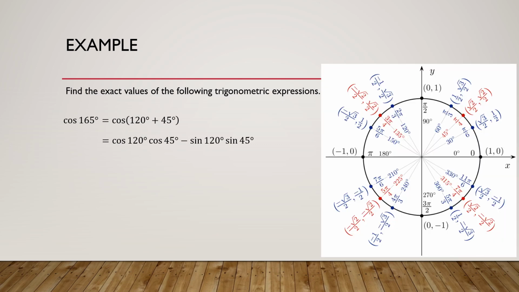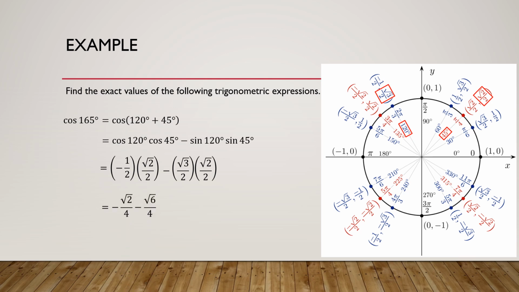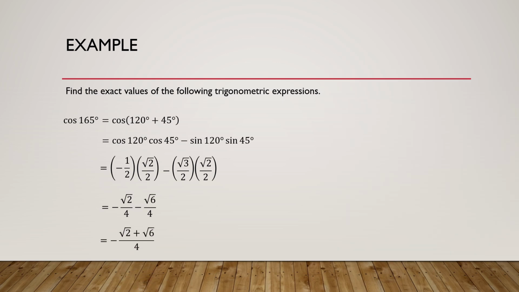Referencing the unit circle, we see that cosine of 120 degrees equals minus 1/2, cosine of 45 degrees equals the square root of 2 over 2, sine of 120 degrees equals the square root of 3 over 2, and sine of 45 degrees equals the square root of 2 over 2. Take the fraction multiplications to get negative square root of 2 over 4 minus square root of 6 over 4. Simplify to get negative square root of 2 plus the square root of 6 over 4.